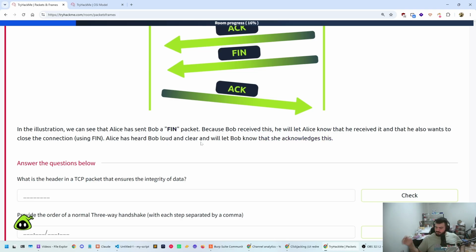So you can see TCP, even in closing the connection, expects things to be acknowledged. So even though we're literally ending transmission or ending the connection, we are still waiting and expecting an ACK or an acknowledge.